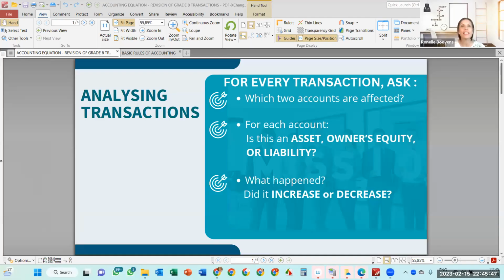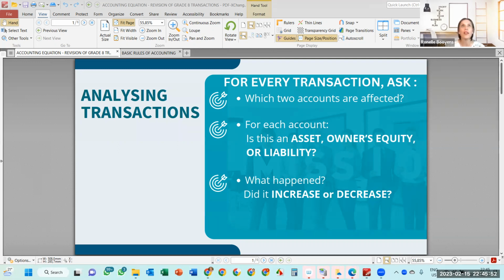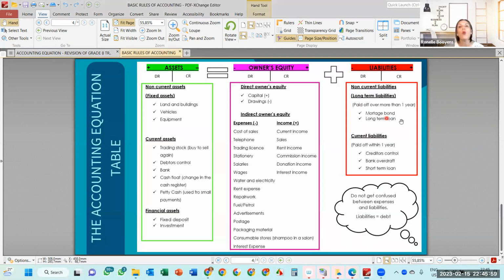Everyone, in today's session, we're going to look at how to analyze transactions that take place in our business according to the accounting equation. So before we start with that, remember that in order for you to analyze transactions and to be able to deal with the accounting equation table, and recording those transactions and analyzing them correctly, you need to know this poster off by heart.